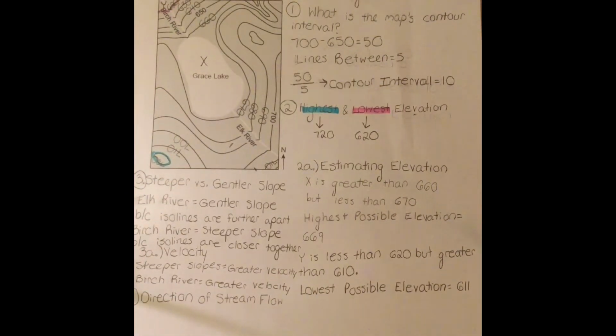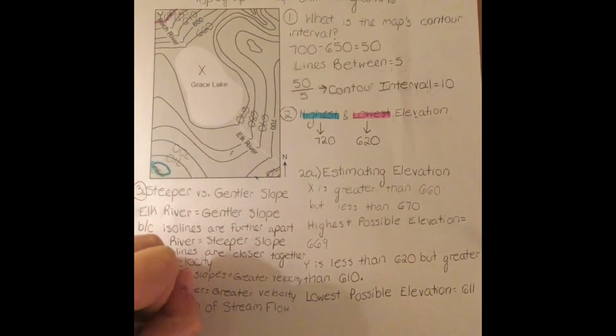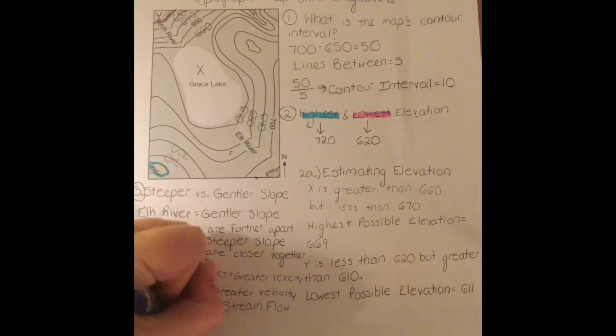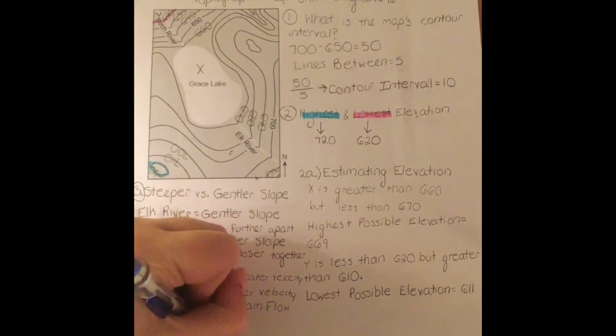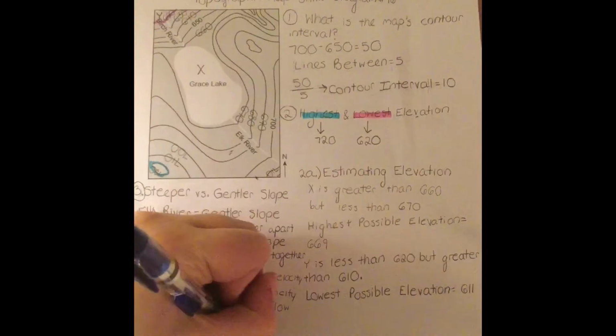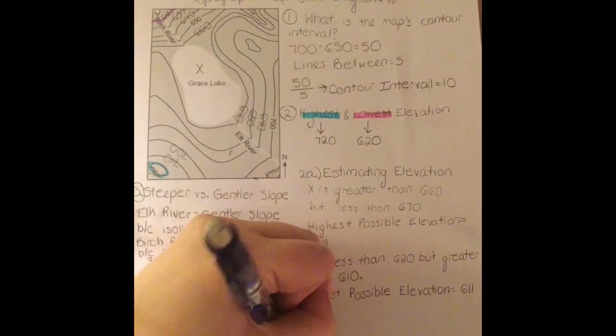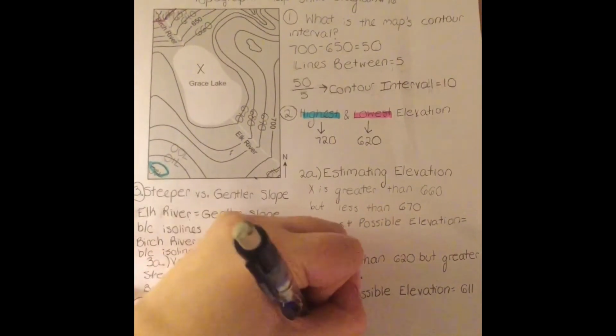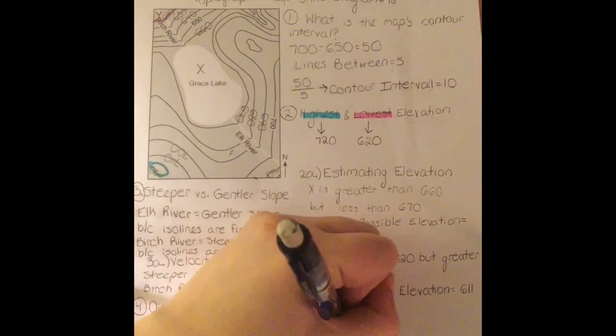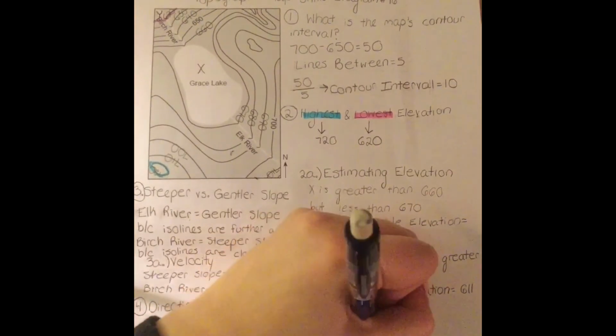Okay, and the final thing we're going to look at is direction of stream flow. How can we tell which way the stream is moving here? Well, one thing that we know is streams always flow downhill, or high to low elevation.